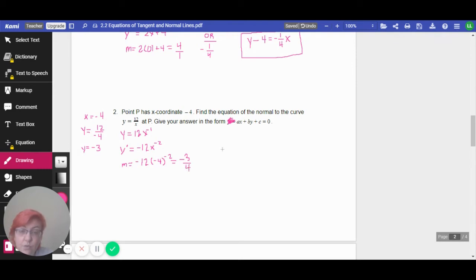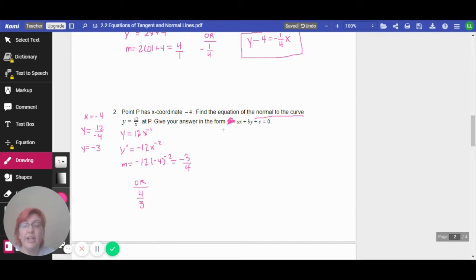Now, I'm looking for the normal to the curve, not the tangent to the curve. So instead of using this, I'm going to find the opposite reciprocal. This is negative, so my opposite reciprocal will be positive. And then I'm going to swap my numerator and denominator. So my gradient for my normal to the curve is 4/3.